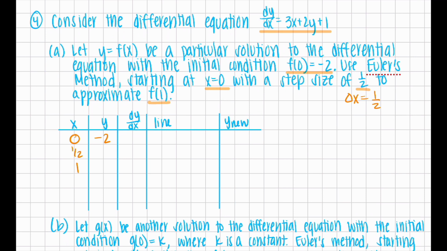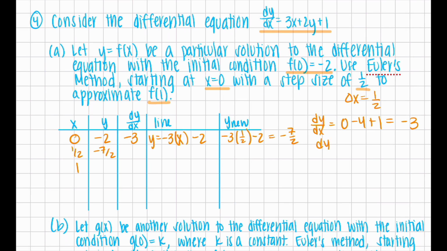Let's follow our steps again. First thing is I'm going to get my dy dx when x equals 0 and y equals negative 2. So that's going to be 0 minus 4 plus 1, which is negative 3. For my line, y equals m times x minus 0, which is just x, minus 2. To get my new y, I'm going to plug in 1/2, so negative 3 times 1/2 minus 2. When we simplify this, we get negative 7/2.